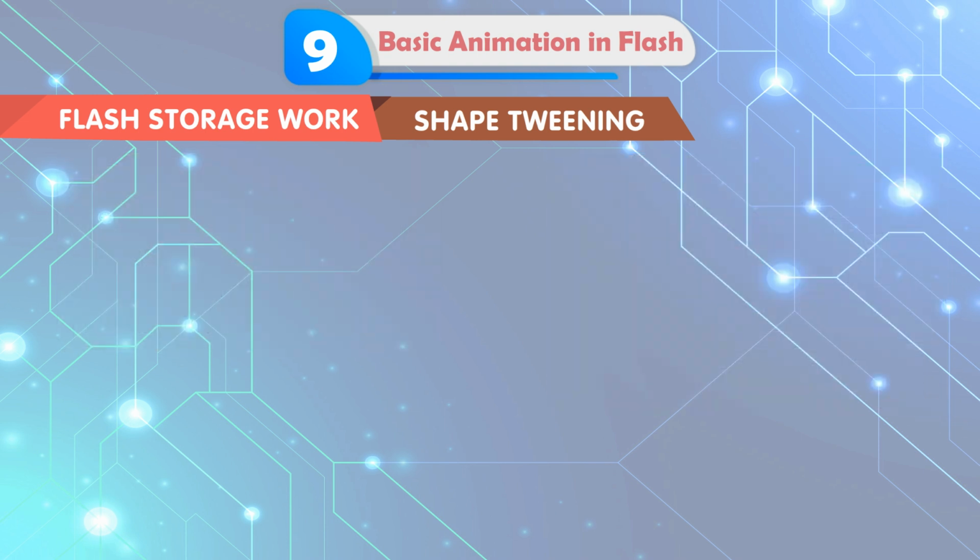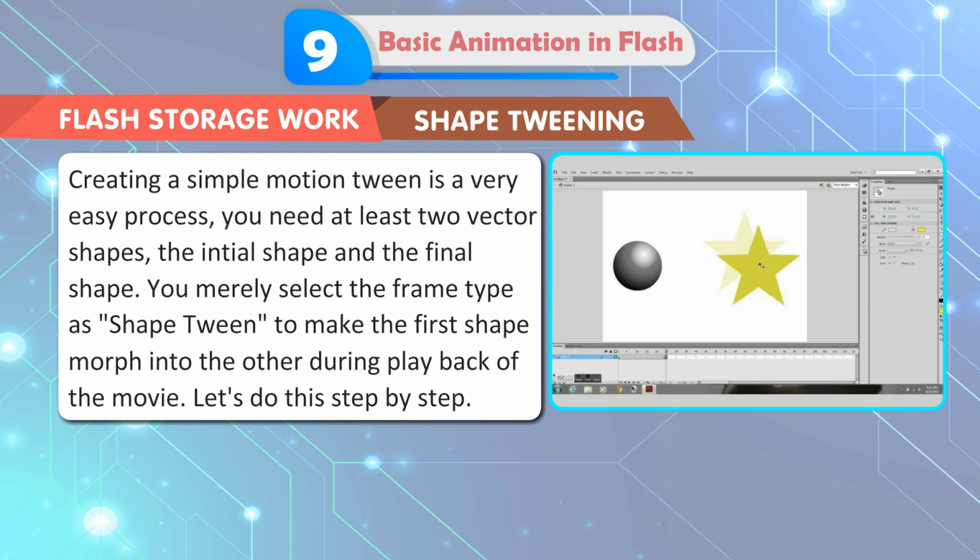Creating a simple shape tween is a very easy process. You need at least two vector shapes, the initial shape and the final shape. You merely select the frame type as shape tween to make the first shape morph into the other during playback of the movie. Let's do this step by step.